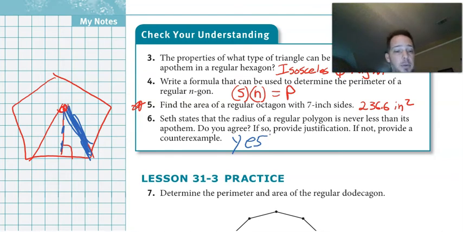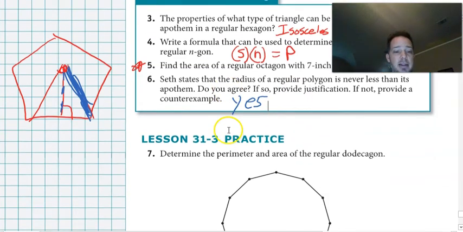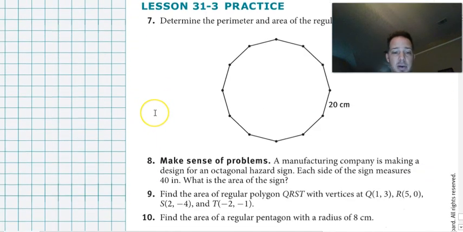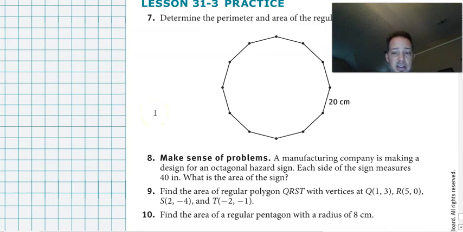All right, some more practice with the lesson practice at the end here, 7 through 10. Let's go ahead and do specifically 7, 8, and 9.